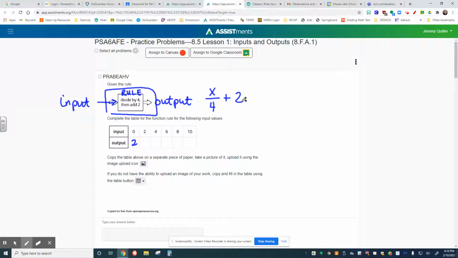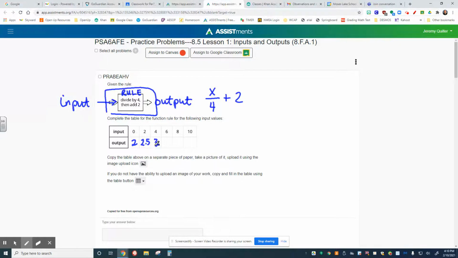2 divided by 4 is, of course, 1/2, and 1/2 plus 2 is 2 5/10, or 2 1/2, either one. 4 divided by 4 is 1, and 1 plus 2 is 3. And we can begin to see a pattern emerging here of the outputs and the inputs.